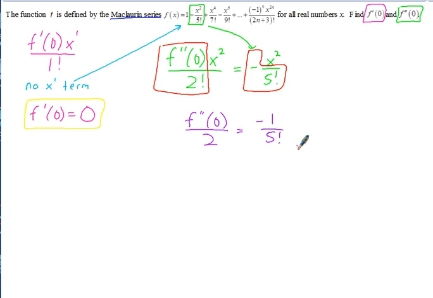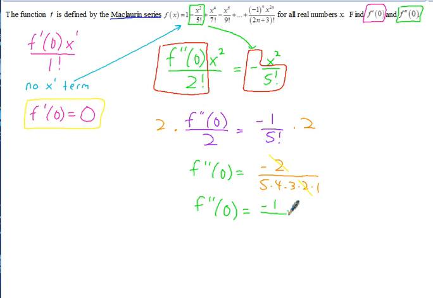So we were trying to find f double prime of 0. To solve for that, since it's divided by 2, you would just have to multiply both sides by 2. So the 2's are reduced out there, and f double prime of 0 would have to equal negative 2 over 5 factorial, which is 5 times 4 times 3 times 2 times 1. You can see what would reduce out there would be the 2's. So f double prime of 0 would have to equal negative 1 over 5 times 4 is 20 times 3 is 60. So it'd have to equal negative 1 over 60.